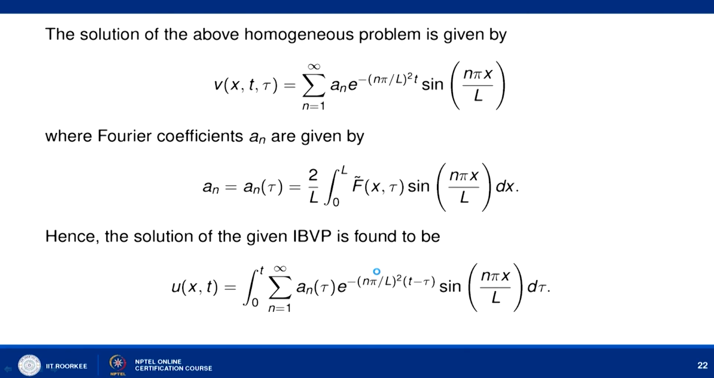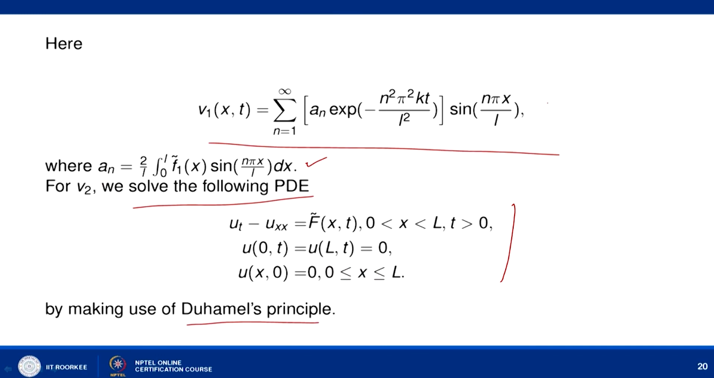So, for this we can find the solution as this, that v(x,t,tau) is equal to sum n equal to 1 to infinity a_n e to the power minus (n pi by L) squared t sin n pi x by L, and here the coefficient a_n you can find as a_n(tau) equal to 2 by L integral 0 to L f tilde x,tau sin n pi x by L dx. So, v(x,t,tau) is known to us, then you can find u(x,t) as integral 0 to t of v(x,t minus tau) d tau. Now, the only thing is in place of t we write t minus tau. So, we can write sum n equal to 1 to infinity a_n(tau) e to the power minus (n pi by L) squared (t minus tau) sin n pi x by L d tau. So, in this way we can find v2 like this, and your v1 is already given by this.